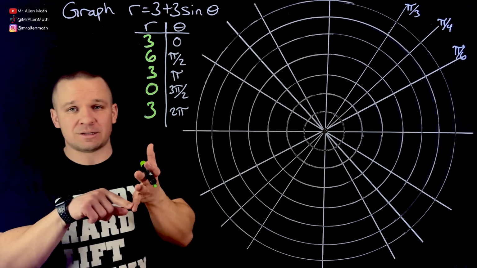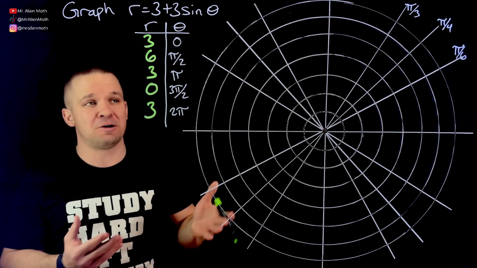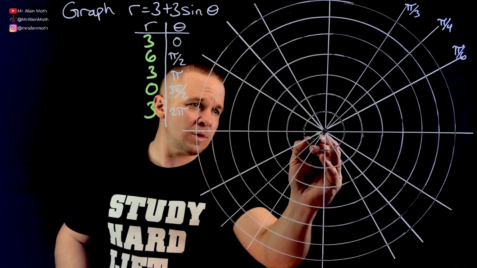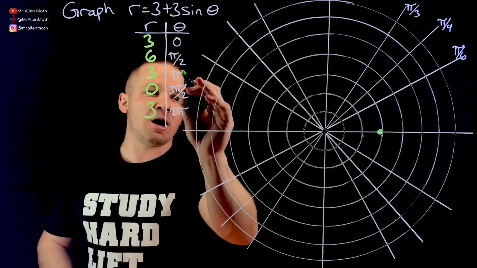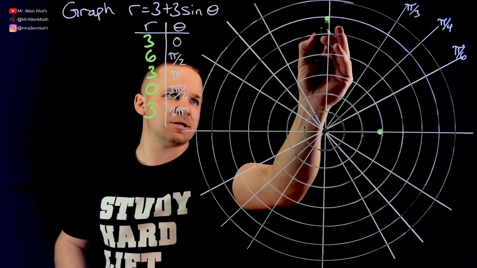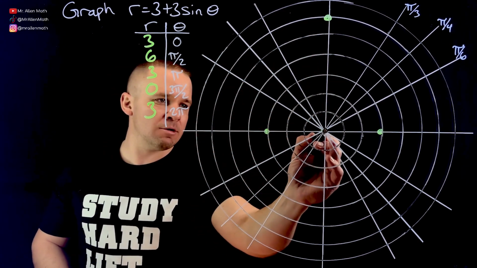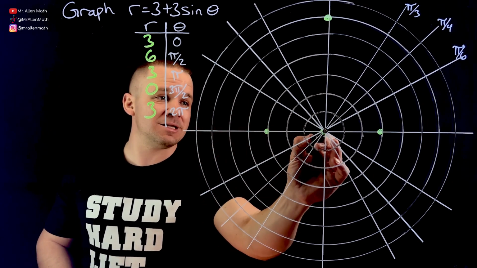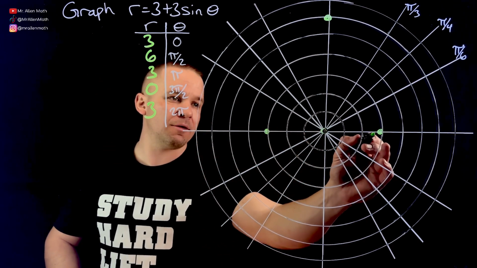Knowing how to plot your points in polar is of paramount importance here. If you can't plot those, you can't do this. So here we go. We've got 3 at 0, so my rotation is 0 and my radius is 3. And then at pi over 2, we're going to be up at 6. So 1, 2, 3, 4, 5, 6. And then at pi, we're at 3. At 3 pi over 2, I'm going to be at 0. And then over at 2 pi, we're going to be back at 3.